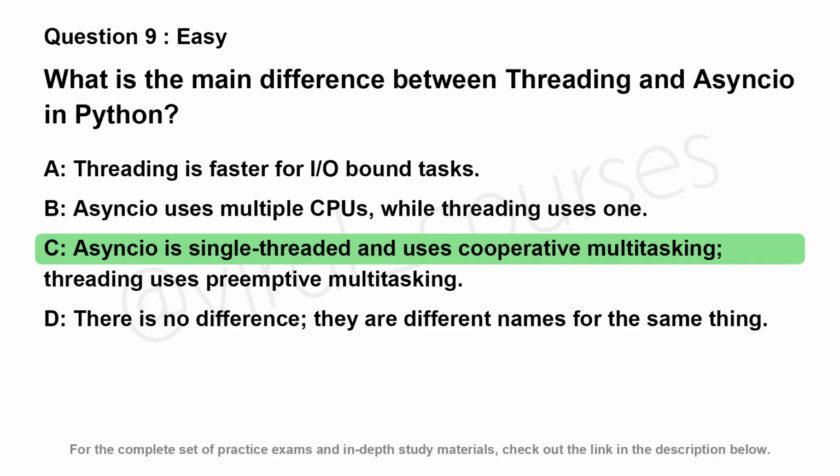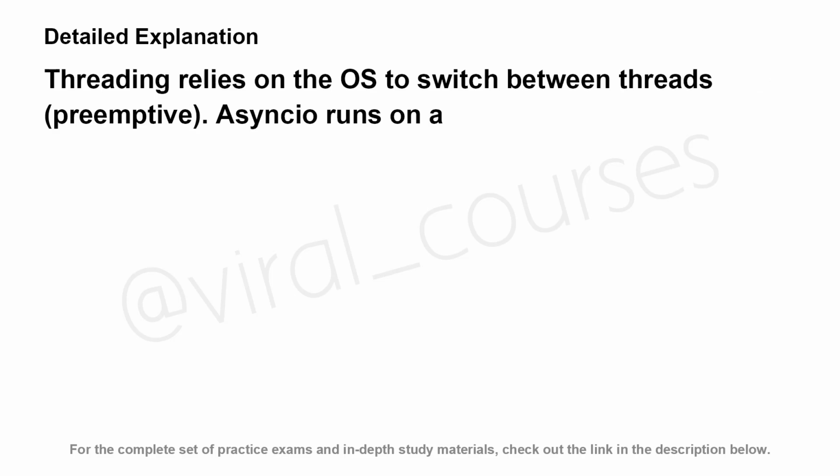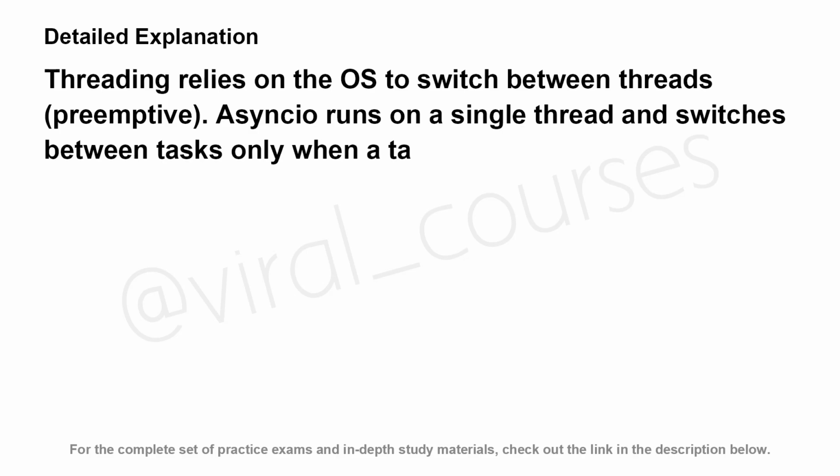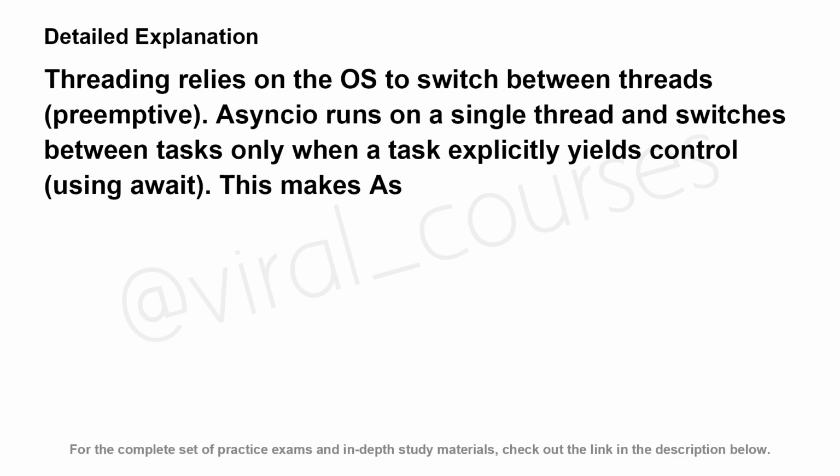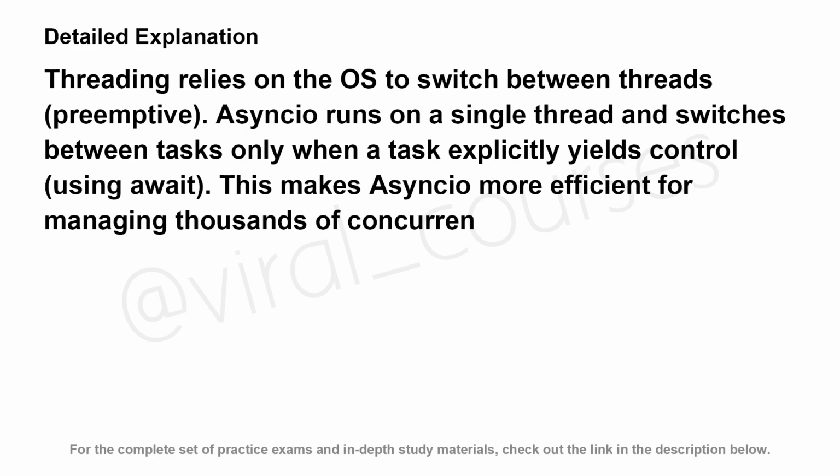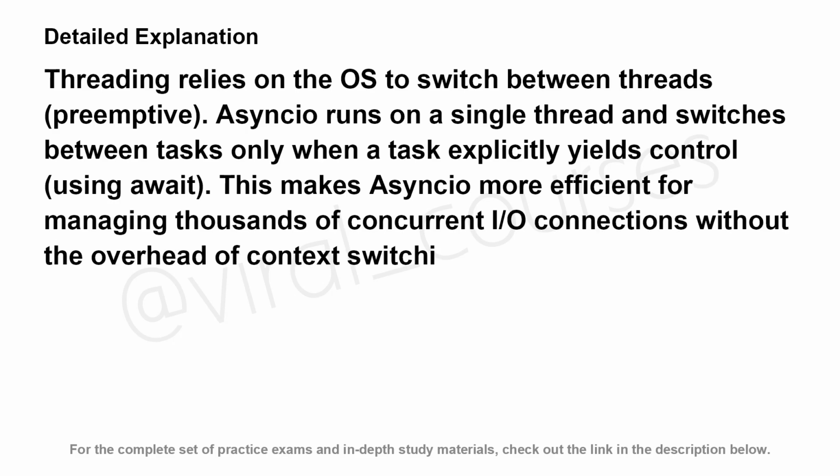The correct answer is C. Threading relies on the OS to switch between threads. Preemptive. Asyncio runs on a single thread and switches between tasks only when a task explicitly yields control, using await. This makes asyncio more efficient for managing thousands of concurrent I/O connections without the overhead of context switching between OS threads.